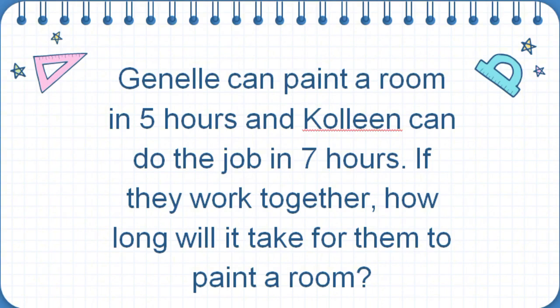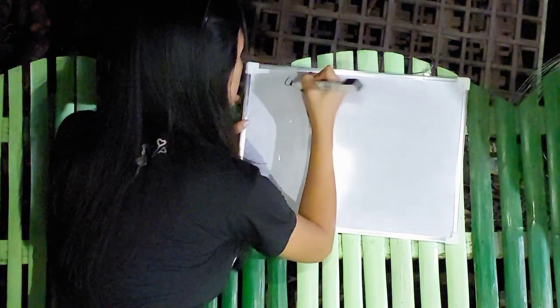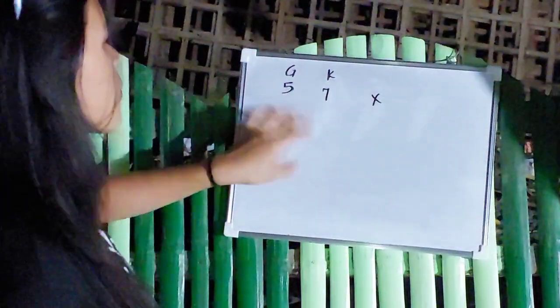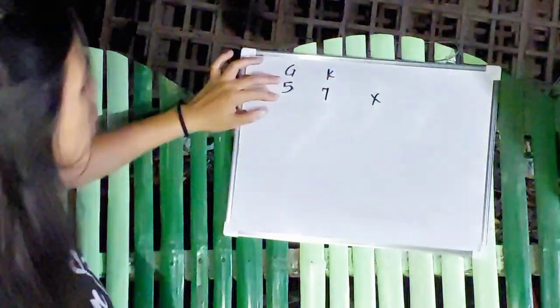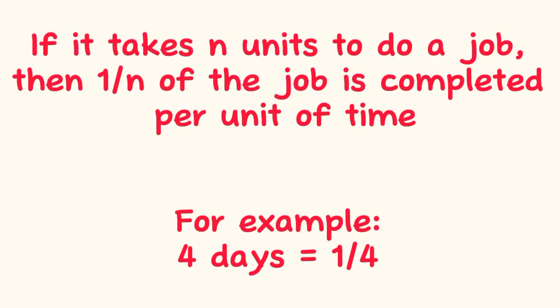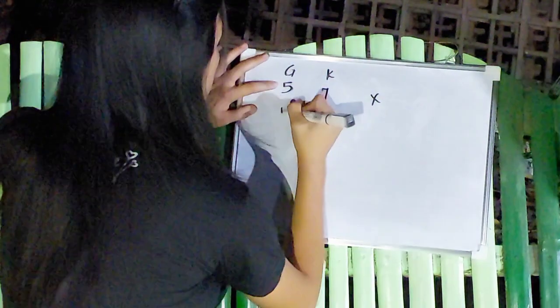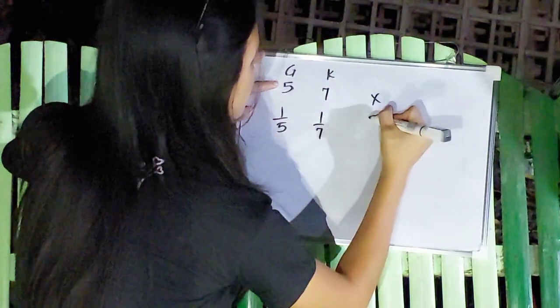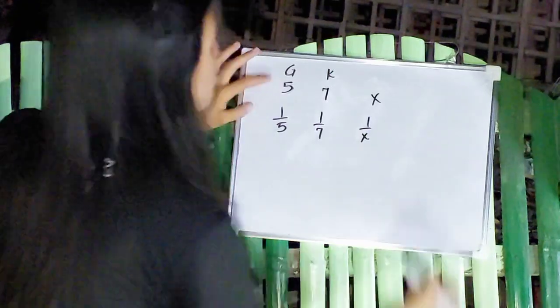For the next problem, Janelle can paint a room in 5 hours and Colleen can do the job in 7 hours. If they work together, how long will it take for them to paint a room? So, if Janelle can finish a room within 5 hours and Colleen can do it in 7 hours, let x be the number of hours they work together. So in this case, this is 1 over 5, then 1 over 7, and 1 over x.